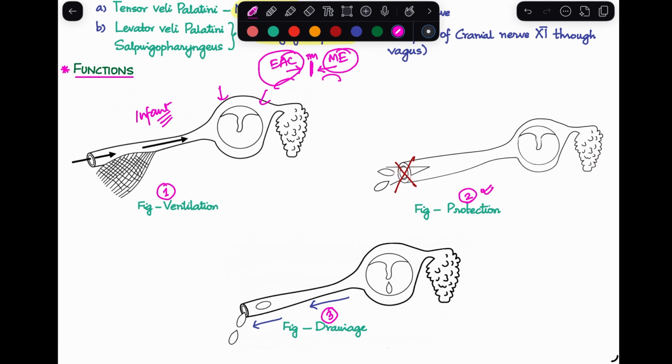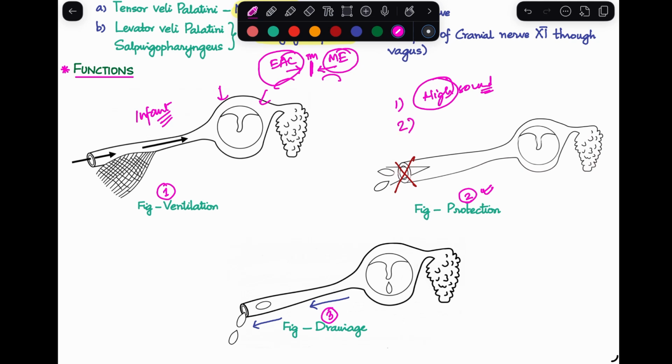Second is our protective function. So we have two protective functions over here. The first protective function is that when there is a lot of high sound pressure coming from the nasopharynx, it can be transmitted to the middle ear if the tube were open. Imagine if that was happening, any kind of high sound pressure coming from the nasopharynx, you're feeling it in the middle ear, then it will interfere with your normal hearing. So normally the eustachian tube remains closed and it protects the middle ear against all of these high sound pressures.